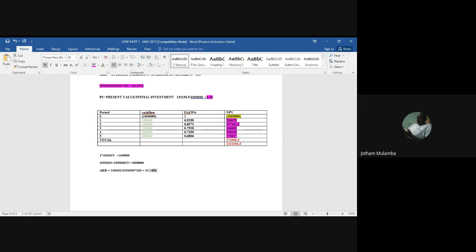So, according to you, which project will you advise management to invest in? According to accounting rate of return, X is 65.29, Y is 33.24. Project X. Yes, you will advise Project X because it has the highest accounting rate of return.